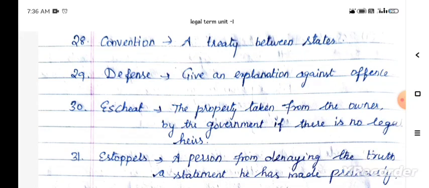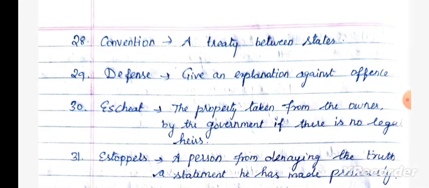Next one is convention, a treaty between states. It is a treaty between the states. Defense, give an explanation against offense. Escheat, the property taken from the owner by the government if there is no legal heirs.